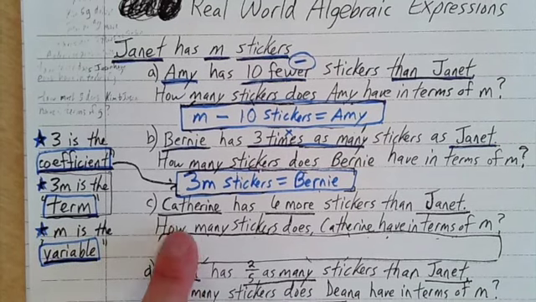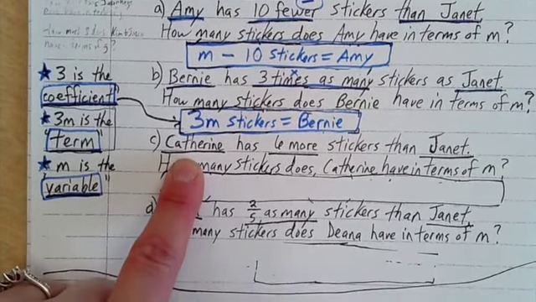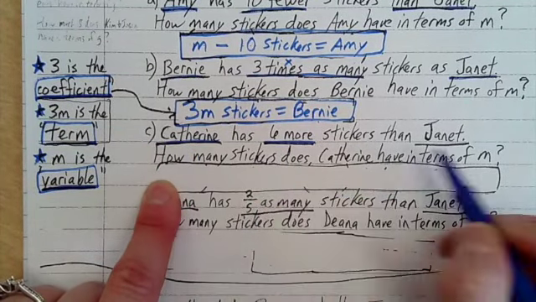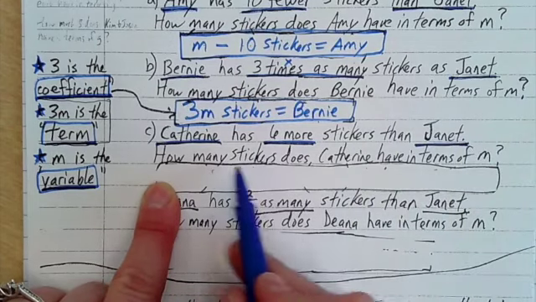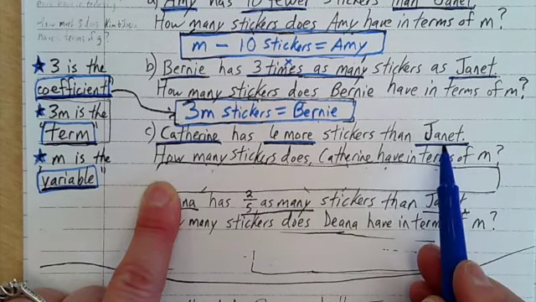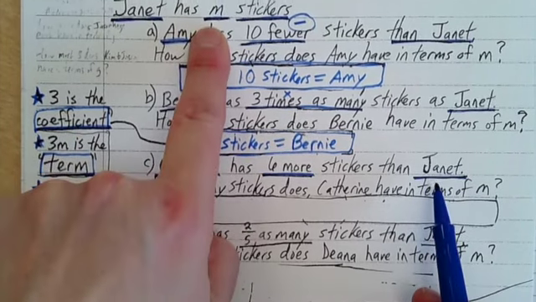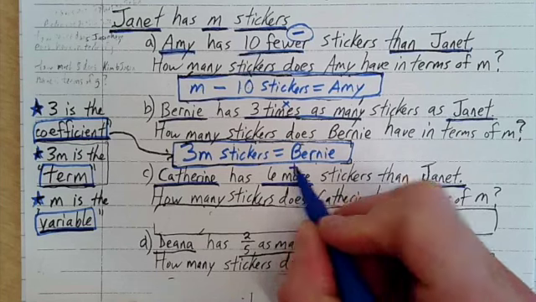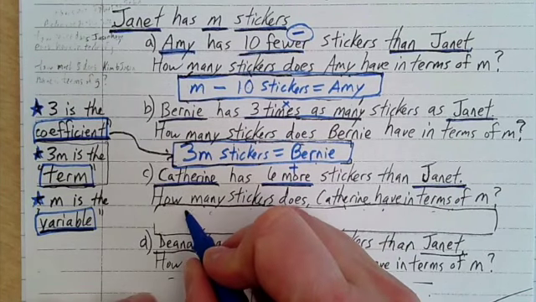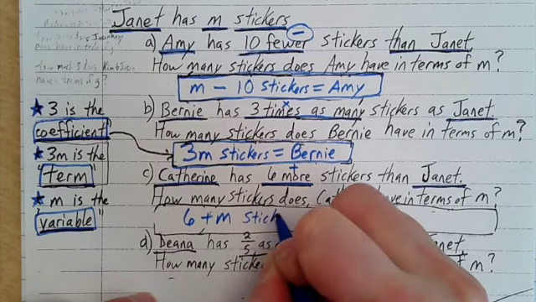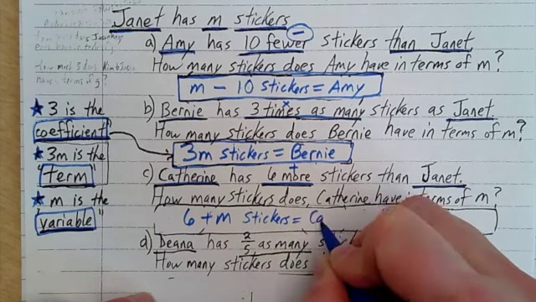The next one says Catherine has 6 more stickers than Janet. Catherine has 6 more stickers than Janet. Okay, so how many stickers does Catherine have in terms of M? We need to use M again. So Janet had how many? She had M. And then Catherine has 6 more. 6 more means you're just adding. Okay, so you could say 6 plus M. You could say M plus 6. Either one of those works. That's how many stickers Catherine would have.